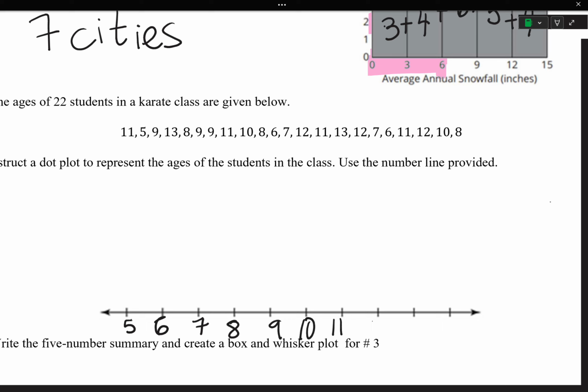You can't skip numbers. It doesn't matter if there's going to be numbers that don't exist on your list that are on the number line. The whole number line must be labeled, and it must be labeled in numerical order.